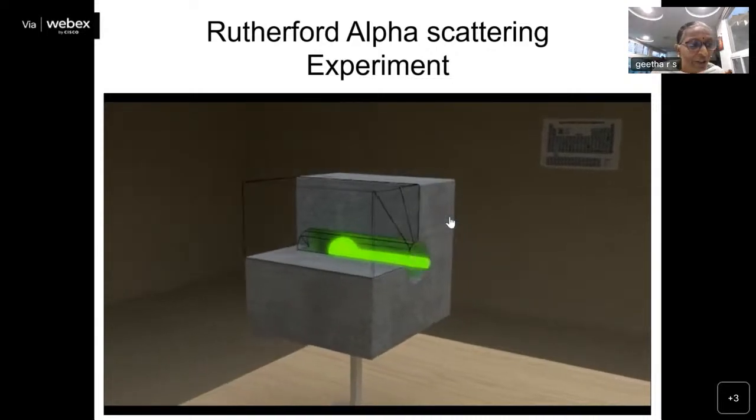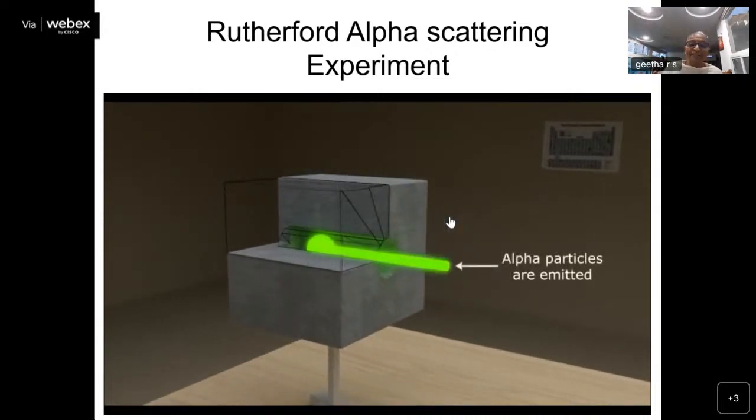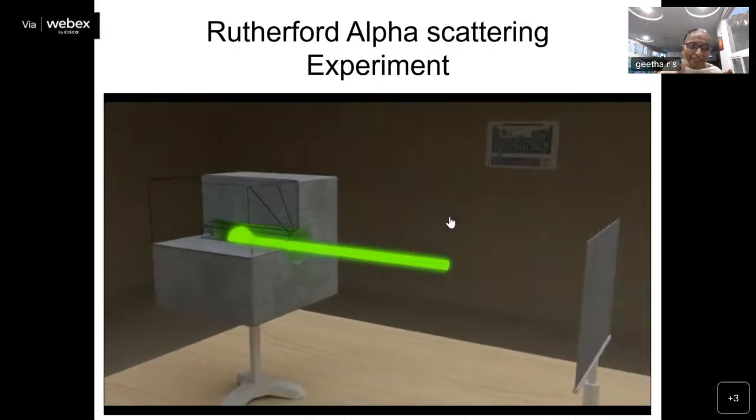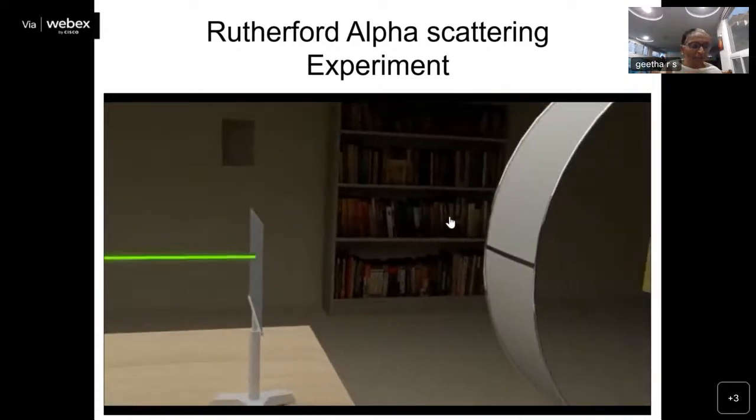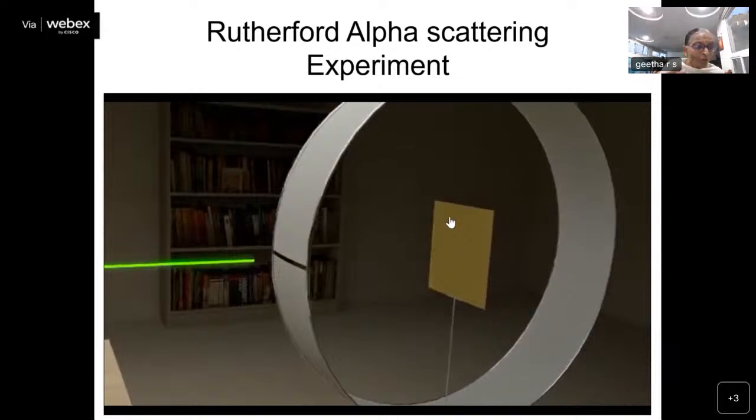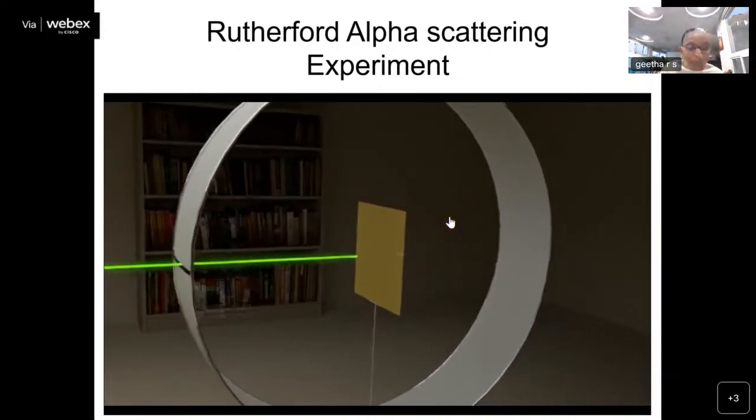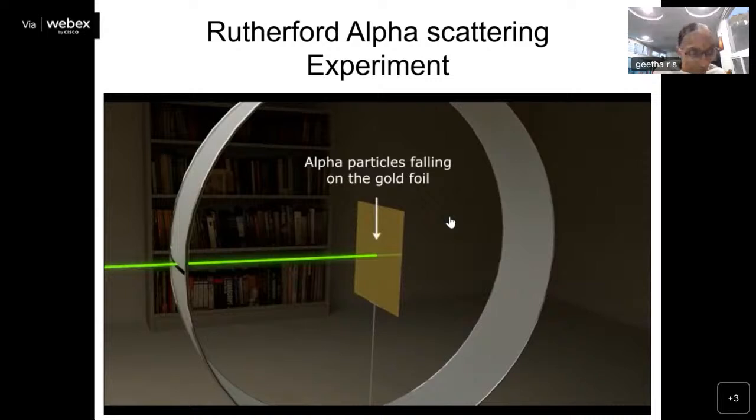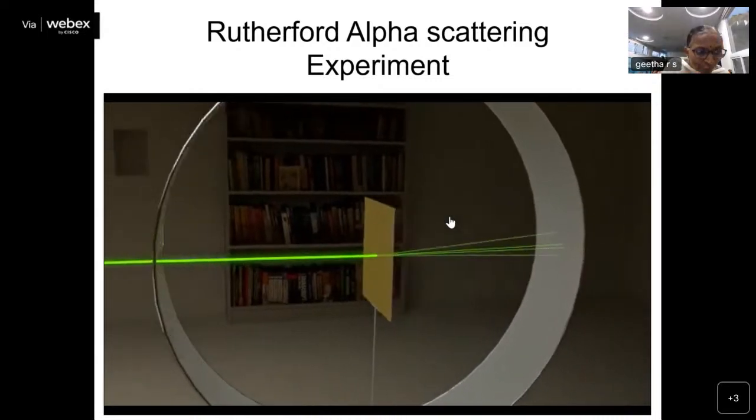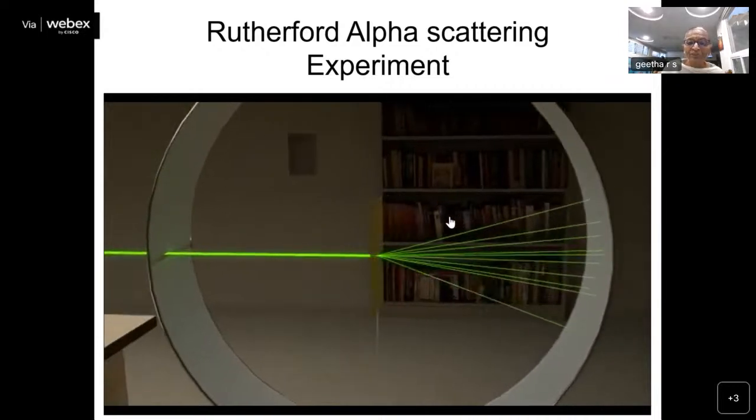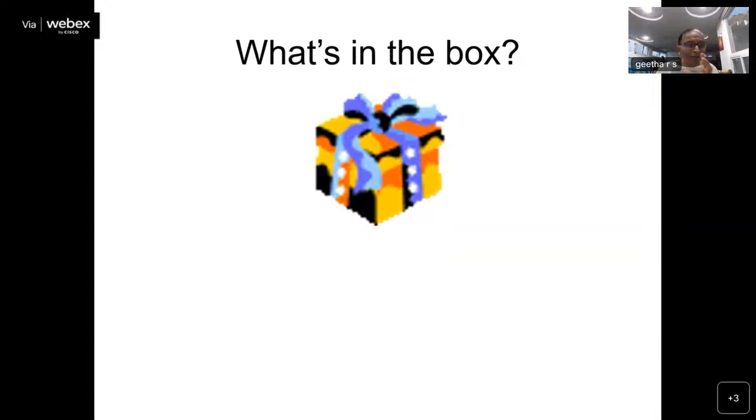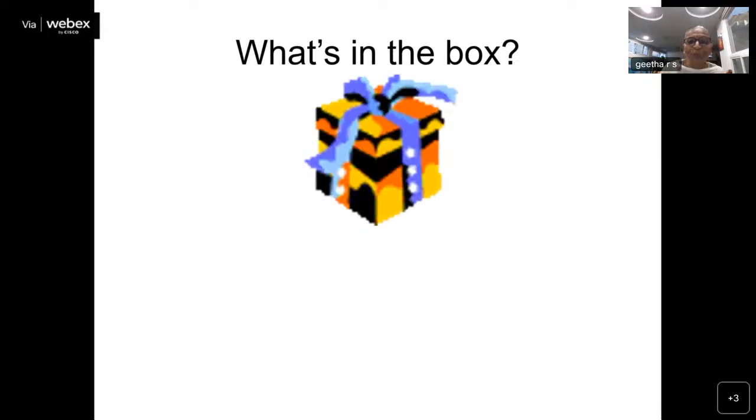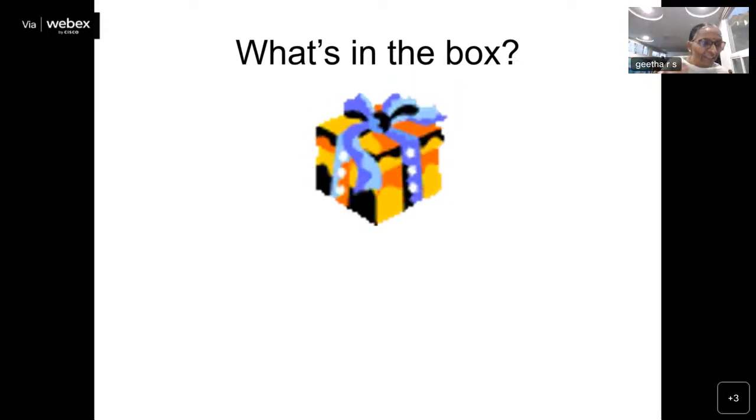So if you think of atom as plum pudding, then all the alpha particles, because alpha particle is also positively charged, the mass of the positive charge, like plum pudding, all particles should have been deviated, but it is not happening. So that means to say only a very few of them are getting deviated. Therefore, what is in this box now? So box means what is in this atom? So that is what we would be looking into. So what is in this box, which is behaving in this way?